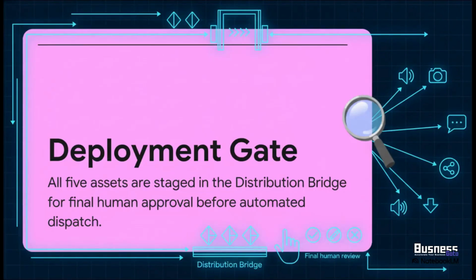Now, automation is powerful, but you know what? Control is absolutely essential. And that's where the deployment gate comes in. Before a single thing goes live, all 5 of those new assets are staged in the distribution bridge. This gives you, the human, a chance for a final review. You can approve, you can tweak, you can reject. You always have the final say before anything gets published.